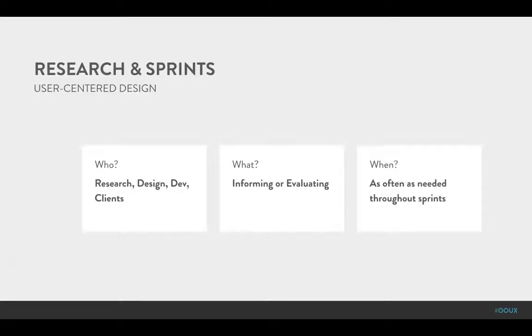So who should be involved in research throughout the sprints? Typically here we include all three disciplines as well as clients, and we do different kinds of research. So we're either informing design and development or evaluating, depending on what the need is at any point during a project. And then when? As often as it's needed throughout the sprint.